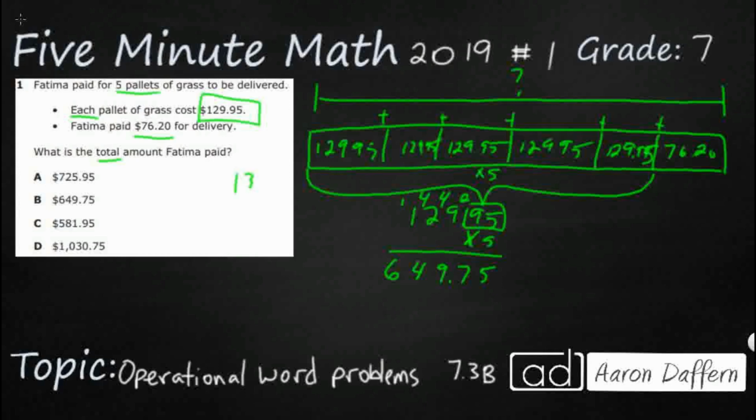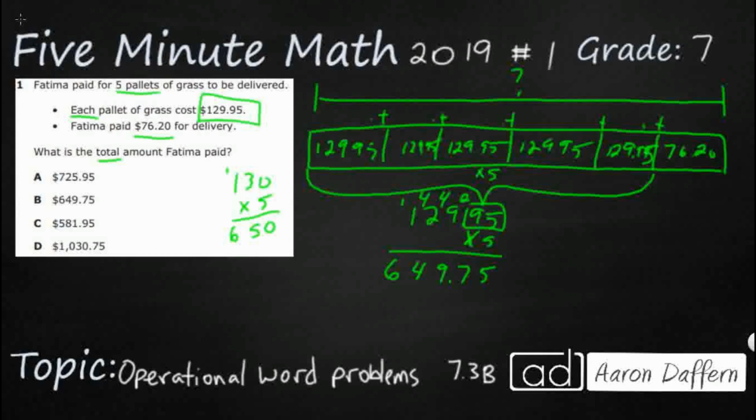So I had about, $129.95 is about 130. It's really, really close. So you multiply that by 5, right? You're going to get 15. 650 is really close. I'm 25 cents off, which makes sense because each of these is 5 cents less than 130. So that's on track.